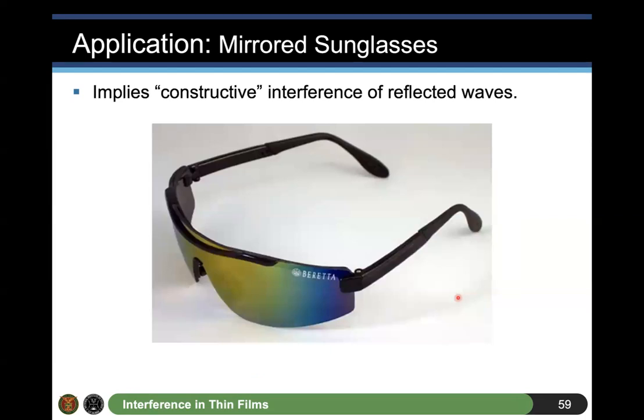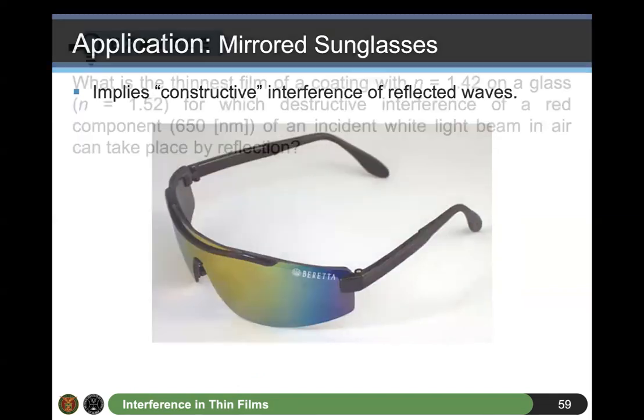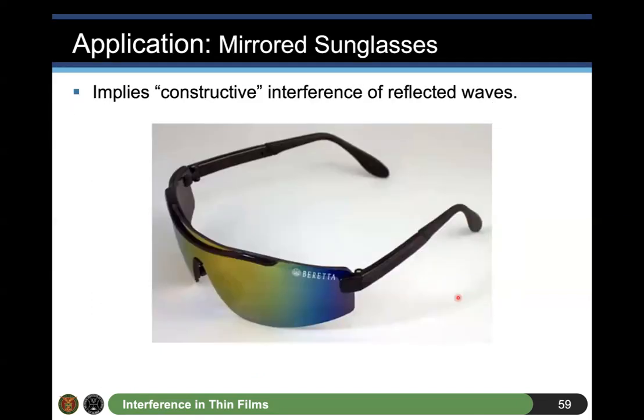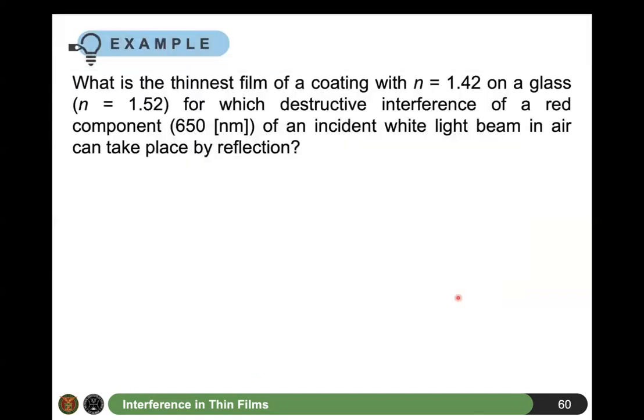And other examples, this one is called 3D glasses. So, here the reflected waves are constructive. So, you want to construct the waves of all colors at all angles. Okay? Or mirrored sunglasses. Okay, just a few examples.